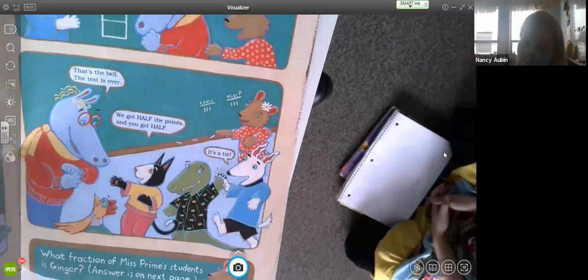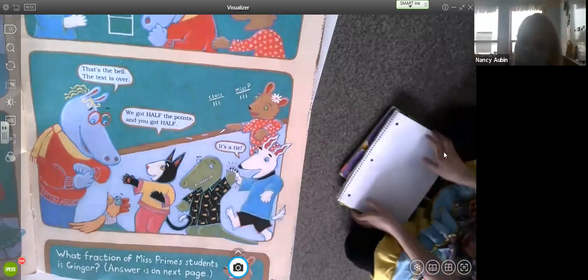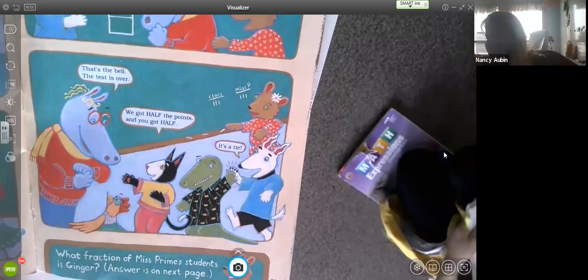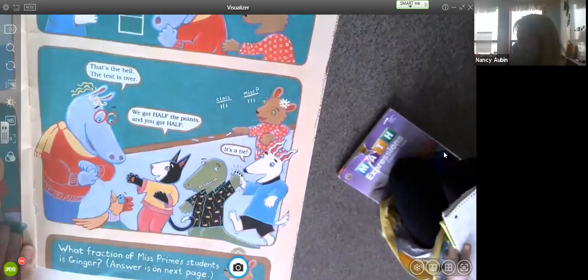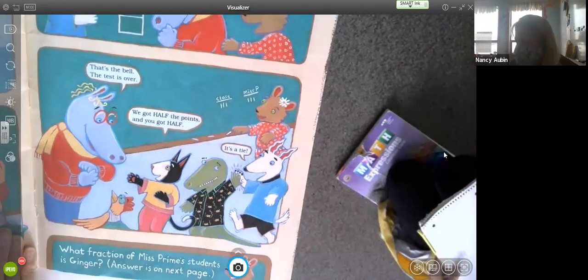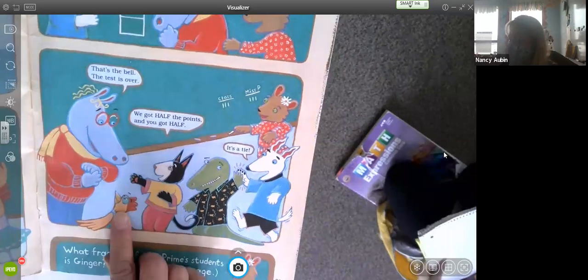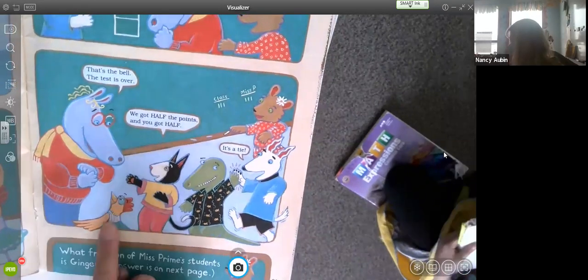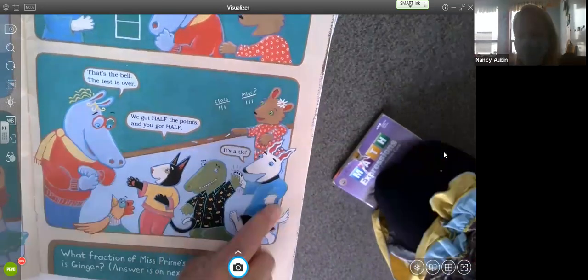What fraction of Miss Prime's students is Ginger? Look at all her students. What fraction of Miss Prime's students is Ginger? Write it down in your math spiral. I think this is Ginger. What fraction of her students is Ginger? Don't forget this student down here. There's one down here, a little chicken student. Okay.